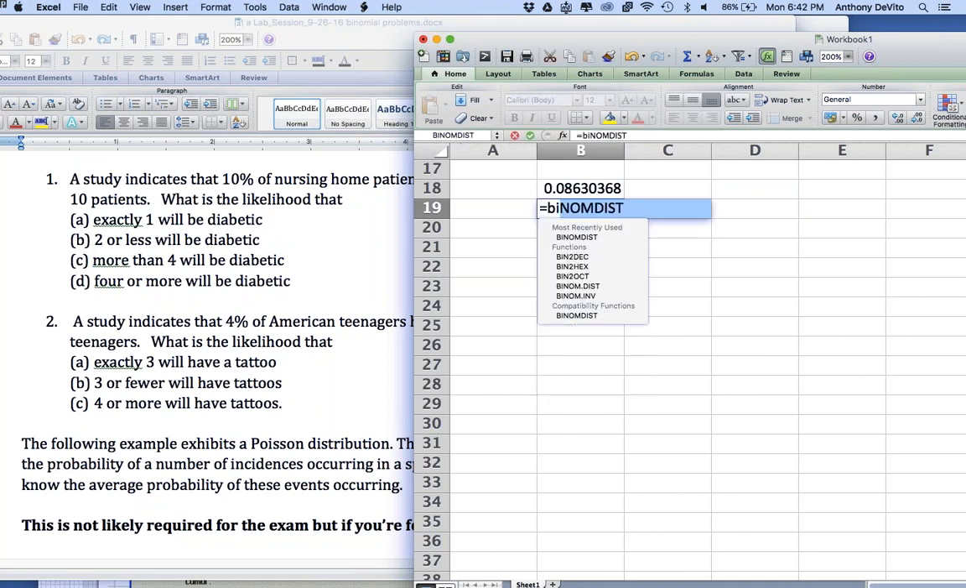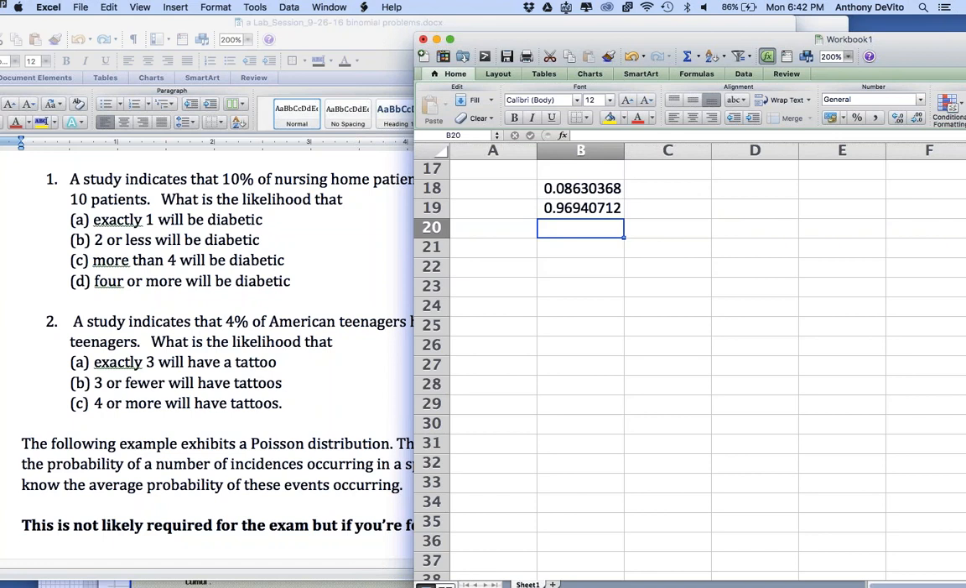Now how about 3 or fewer? Okay, equals BINOM.DIST, parentheses. Number of successes is 3, comma, number of trials is 30, comma, 0.04, comma, except this time I'm going to say true, because I want to include 3, 2, 1, and 0, 3 or fewer. And that's 97% basically.